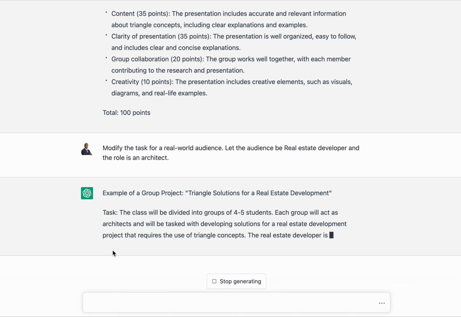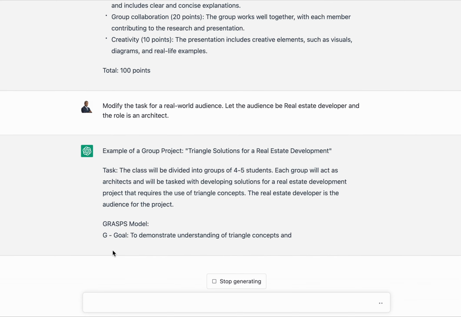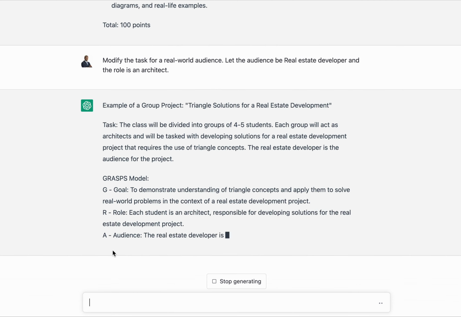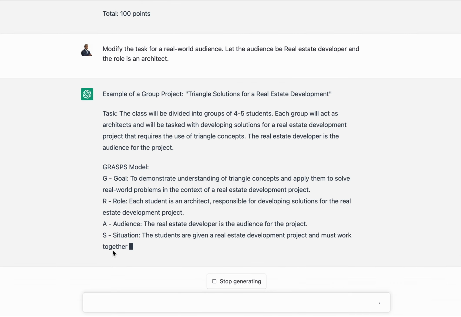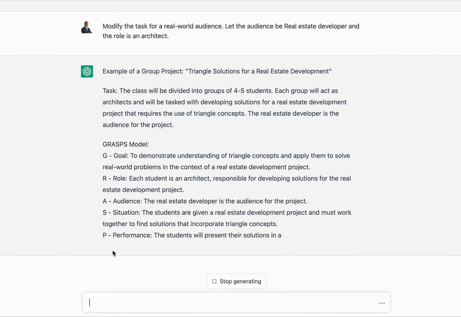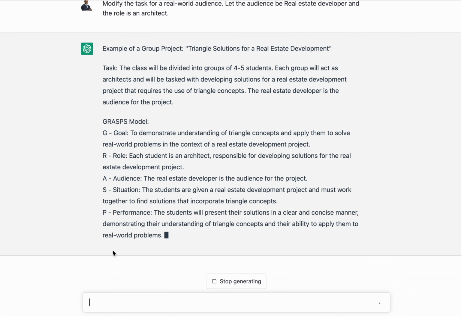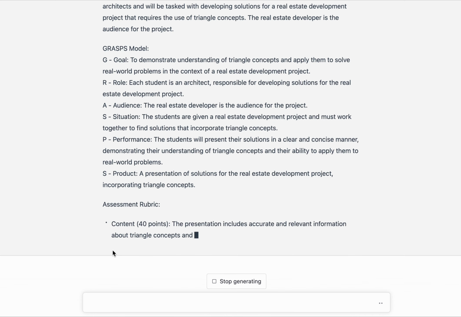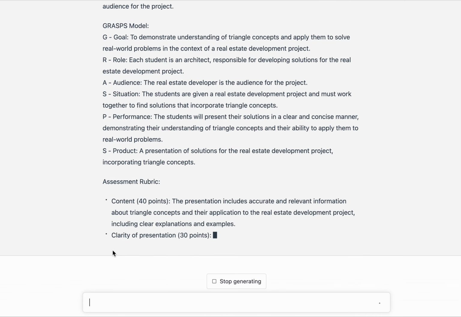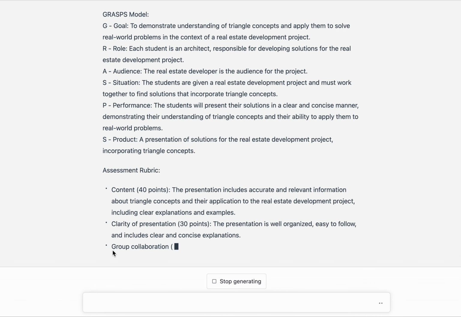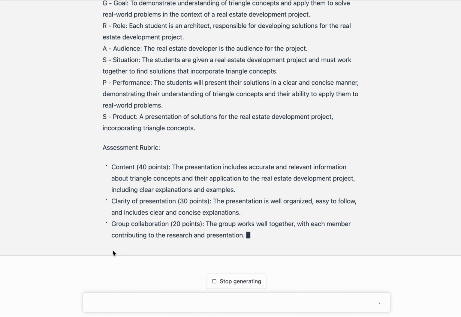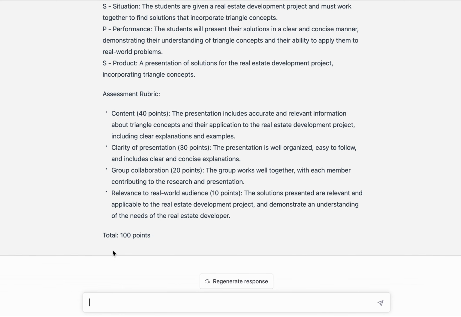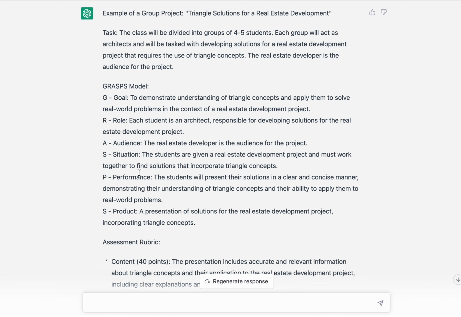So I've just added my thinking. I think I would literally have a task that has them, because what I'm missing is the real world context. So these students are given a real estate development project and must work together to find solutions that incorporate triangular concepts. So it creates a general thing. So I'm not very happy with the task right now, but we're getting there. As I said, you just have to keep modifying.